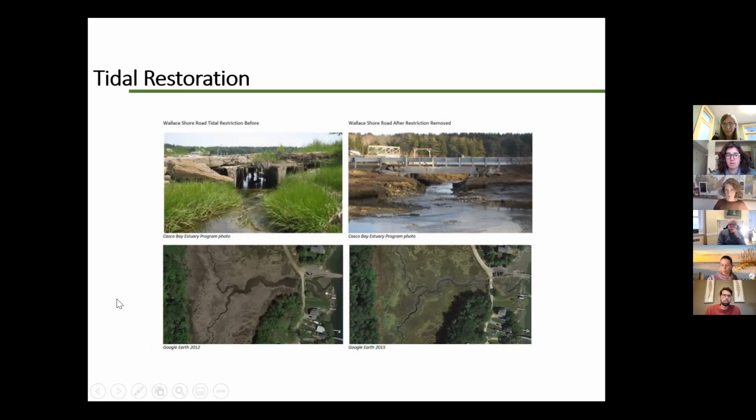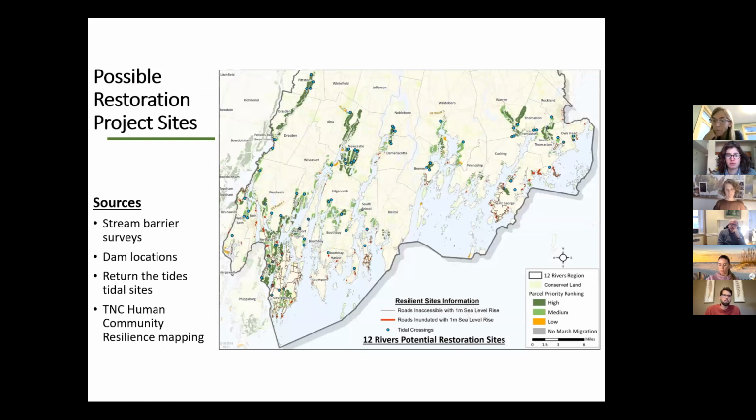And they were interested in, where are areas that we can do more of this type of work. And so they had an incredible mapping layer that showed all of their tidal crossings, so all of the road sites. And they were able to look at how that intersected with their priority land areas on their map. And they put a lot of thought into how are we going to actually prioritize which of these tidal crossings might be most important.